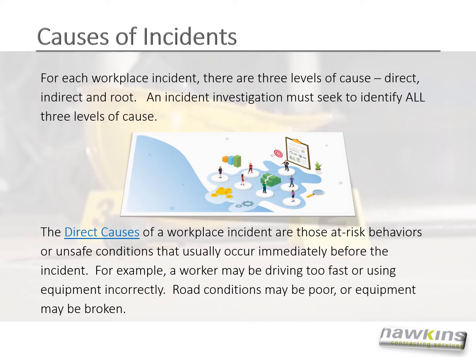For each workplace incident, there are 3 levels of cause: direct, indirect, and root. An incident investigation must seek to identify all 3 levels of cause. The direct causes of a workplace incident are those at-risk behaviors or unsafe conditions that usually occur immediately before the incident. For example, a worker may be driving too fast or using equipment incorrectly. Road conditions may be poor, or equipment may be broken.